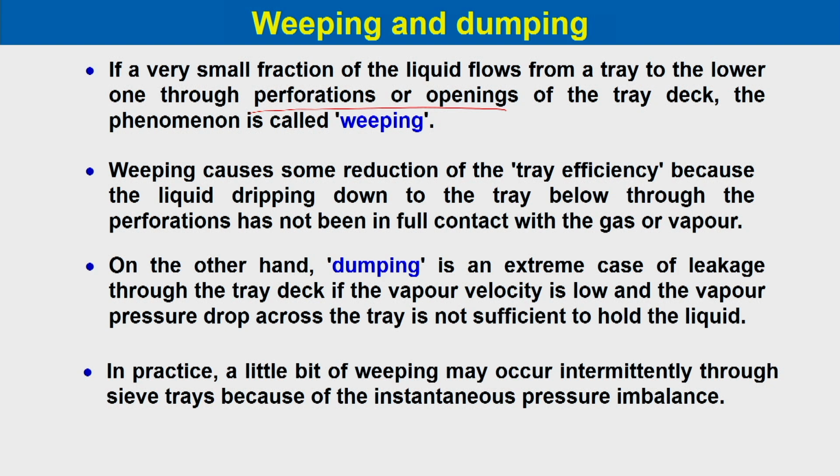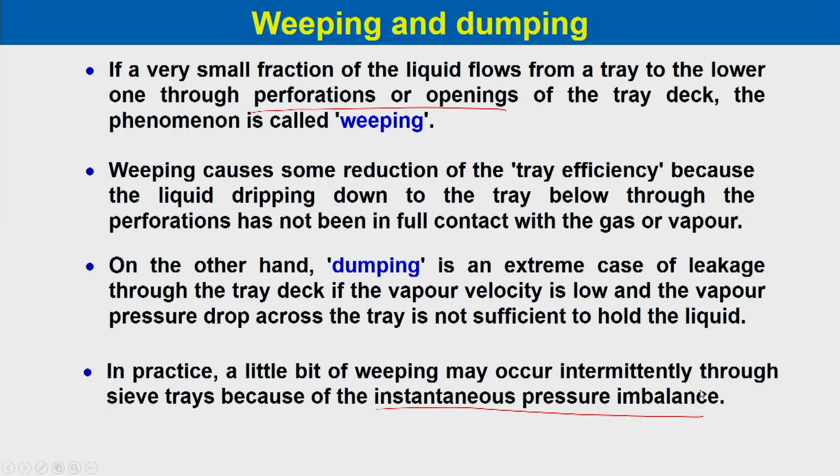In practice, a little bit of weeping may occur intermittently through the sieve tray because of instantaneous pressure imbalance. If there is a pressure imbalance inside the column instantaneously, then intermittently a little bit of weeping may occur, usually in different plants or different columns.